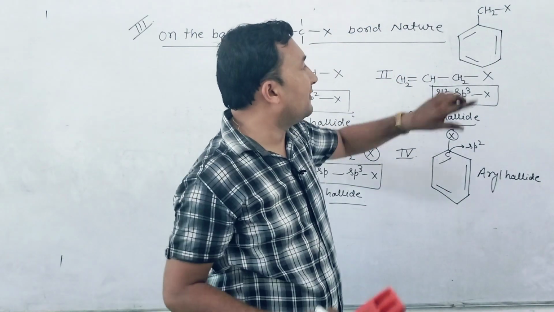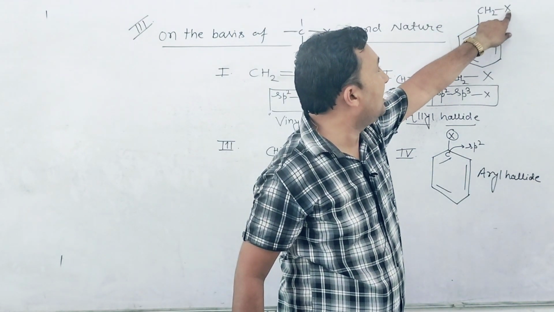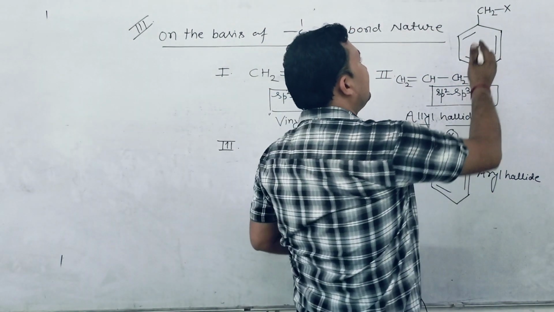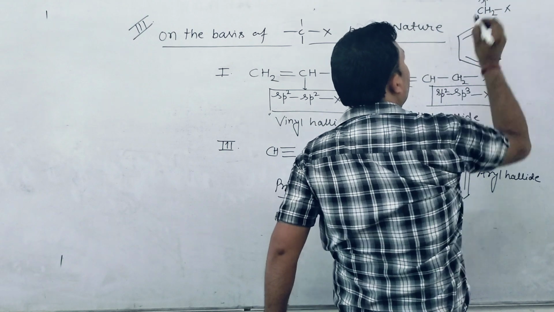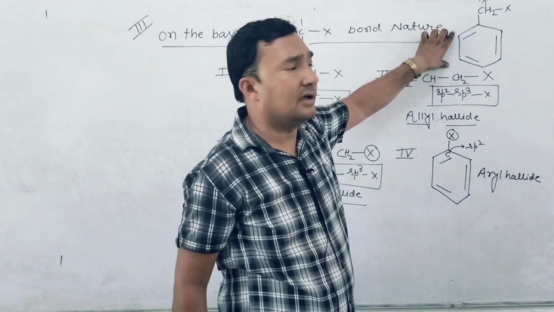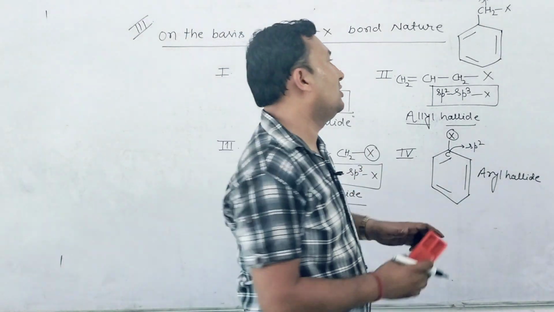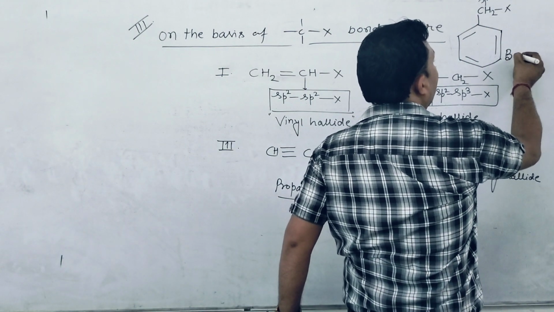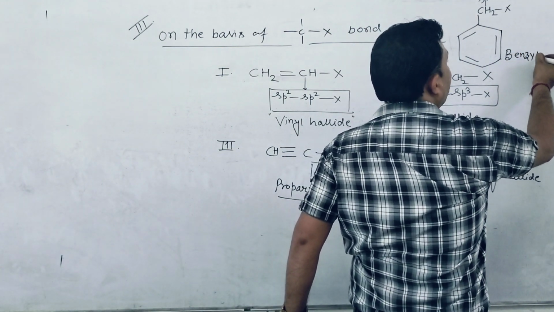So this category of compound, where the halogen atom is attached to a carbon containing sp3 hybridization and then to the aromatic ring, we call benzyl. So this category is called benzyl. So this is called benzyl halide.